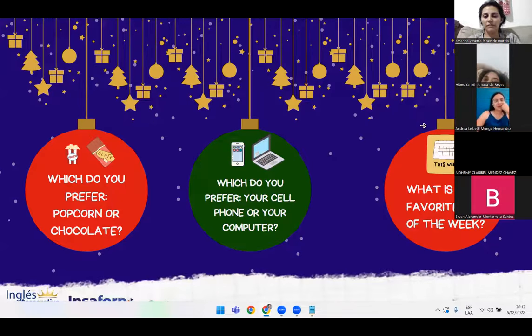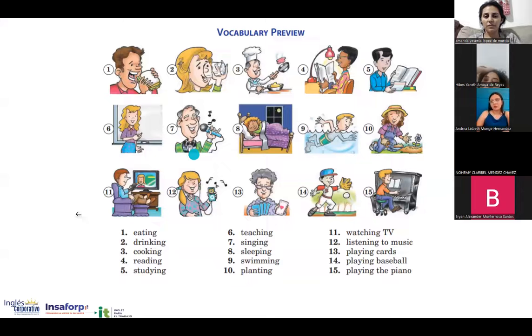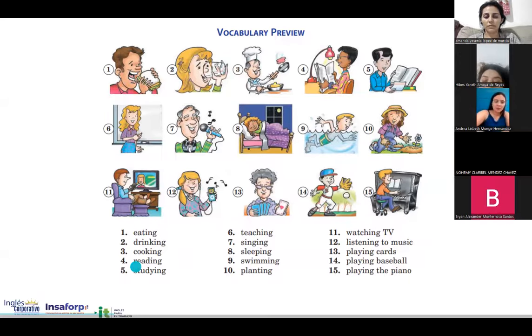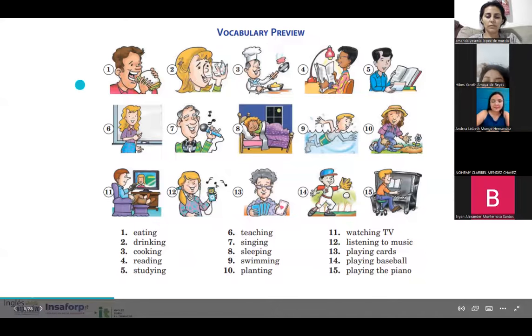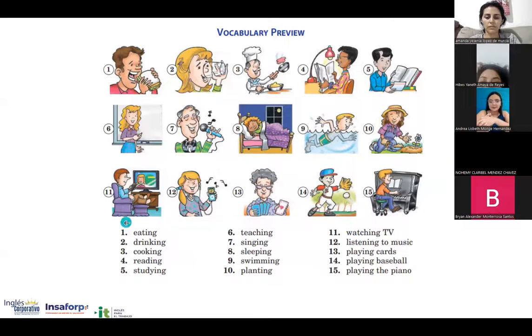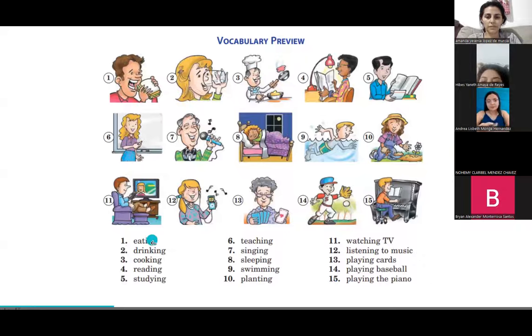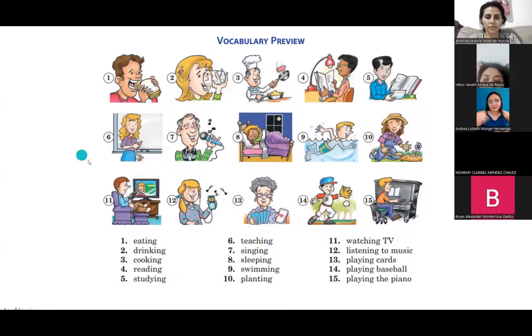So now, let's start with the present continuous, okay? Well, I need one volunteer to read from 1 to 5. Okay, so Andrea, you from 1 to 5, Janet from 6 to 10, and Carlos Vega from 11 to 15. Okay, go, Andrea. Eating, drinking, cooking, reading, studying. Very good.